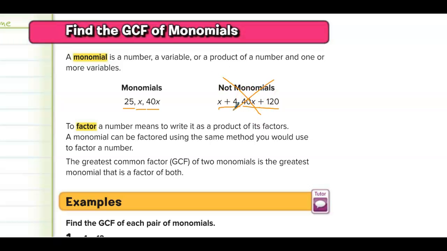Okay? To factor a number means to write it as a product of its factors. A monomial can be factored using the same method that you use to factor a number. Where have you seen factoring numbers lately? The factor tree, bell work, right? That's why we've been doing it, to get you ready for this. So the greatest common factor is the greatest factor between the both. We're going to do our factor trees, and then we're going to figure out which one's the biggest.